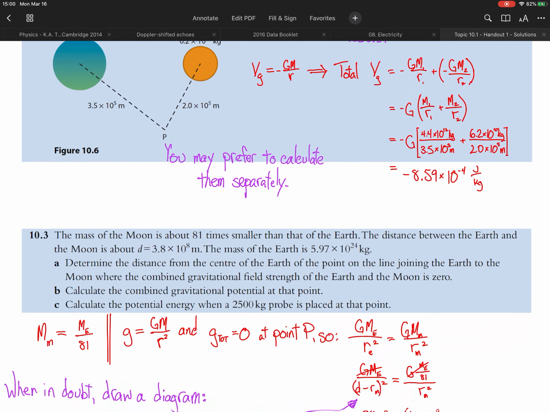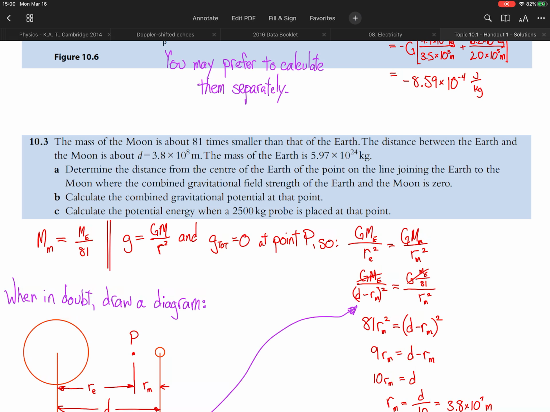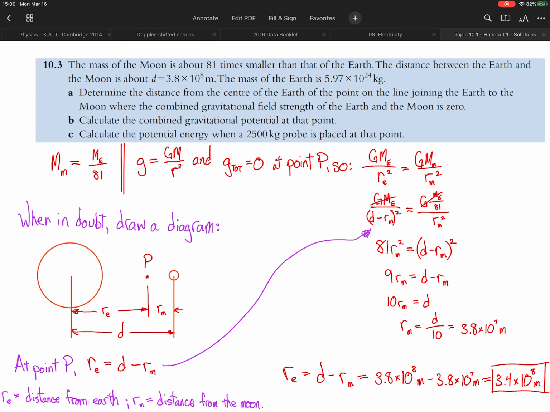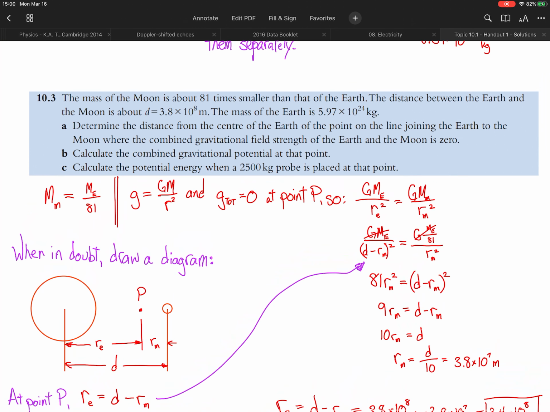Okay, all right, so let's take a look at 10.3. This one is, I would not say terribly complicated, but if you haven't set it up before, you may have found this one a little tricky. So, when in doubt, draw yourself a diagram, okay?